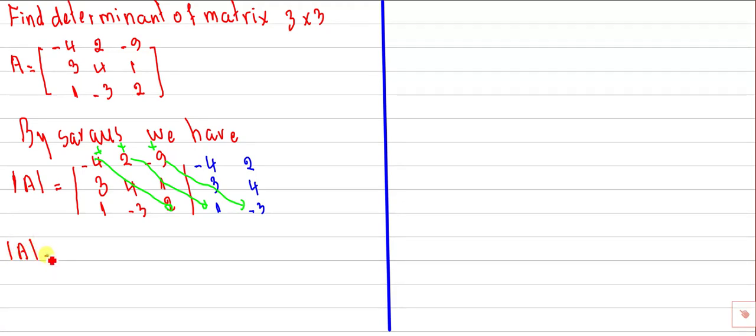I can write absolute of A is equal to 4 times 4 is 16, 16 times 2 is minus 32. This one is 2 times 1 is 2, 2 times 1 is 2, so it is plus 2. This one, 9 times 3 times 3 is minus 9 minus 3. 3 times 3 is 9, 9 times 9 is 81. So this one is 81. This is all about this sign.